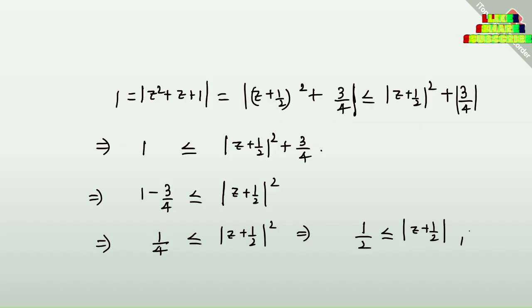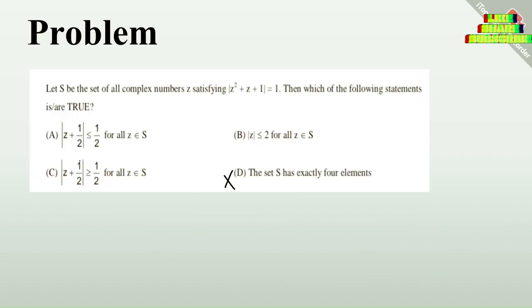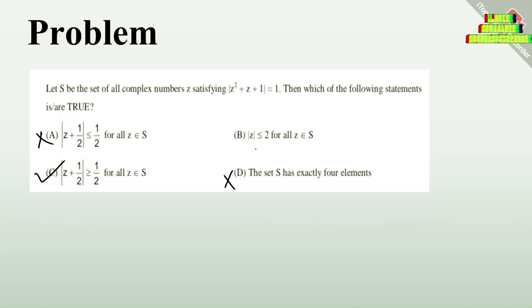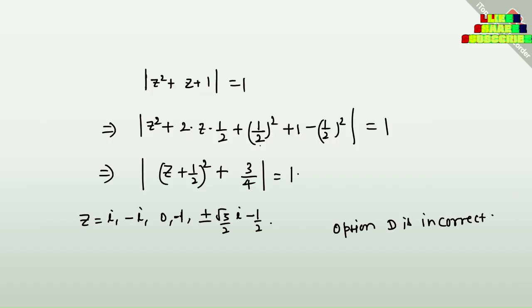So we have this for all Z in S. So what we have obtained, mod of Z plus half is greater or equal to 1 over 2 for all Z lies in S. So therefore option A is incorrect and option C is correct. Now we have to check about the option B. So we are going to find the bounds of mod of Z. So let's start to find out the bounds of mod of Z.